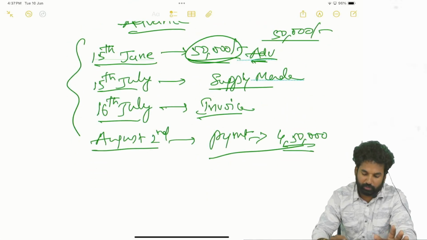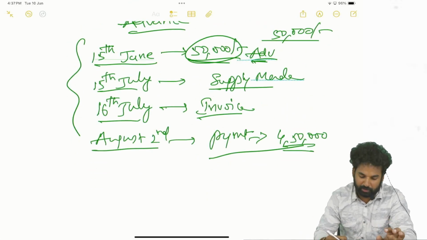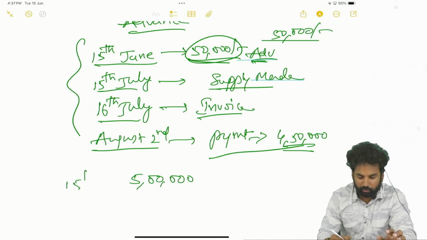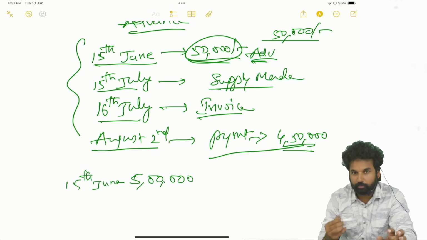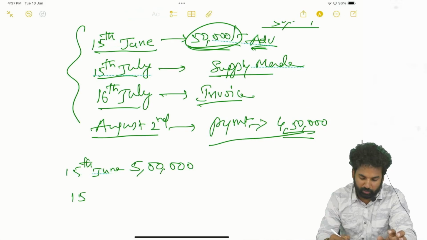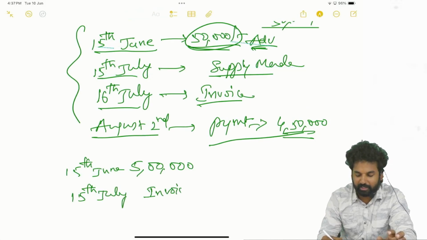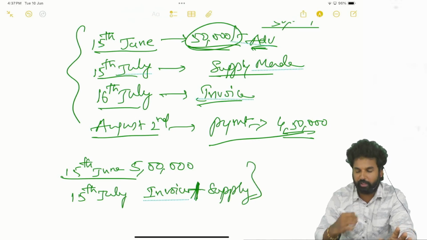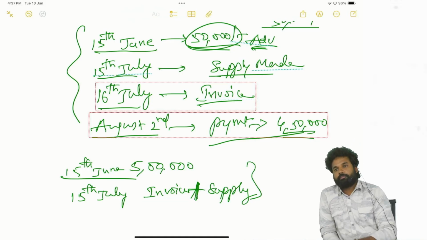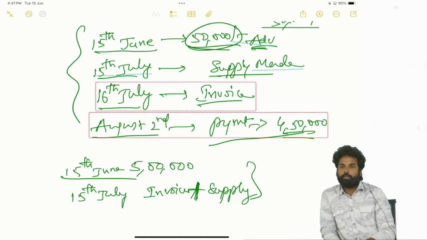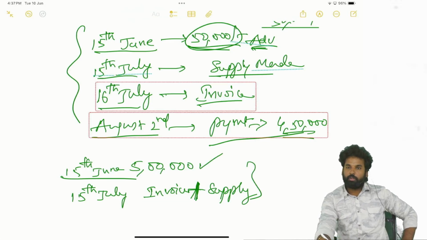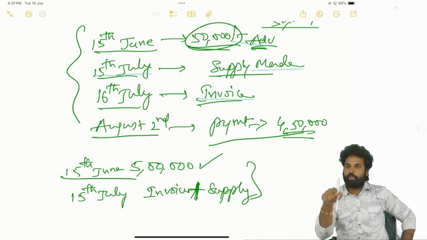Okay. So if I am saying that there is no such advance, I have just received the total 5 lakhs on 15th June. I have issued the invoice on 15th July. I have made the supply on 15th July. Supply and invoice on 15th July. On 15th June I have received the amount. Now you tell me. 15th June. Okay. Date of invoice or date of payment, whichever is earlier.